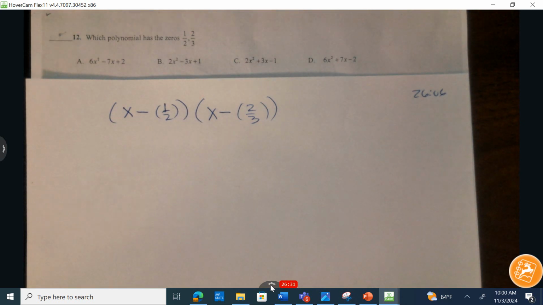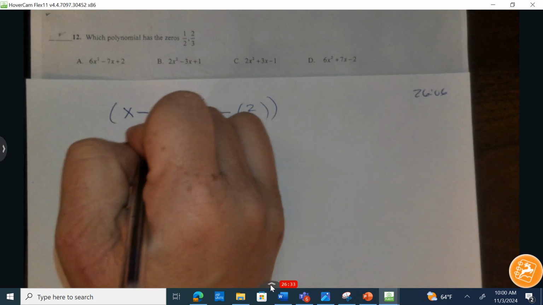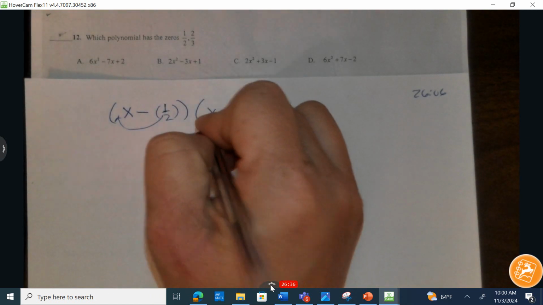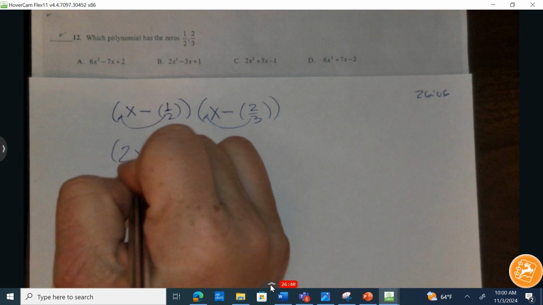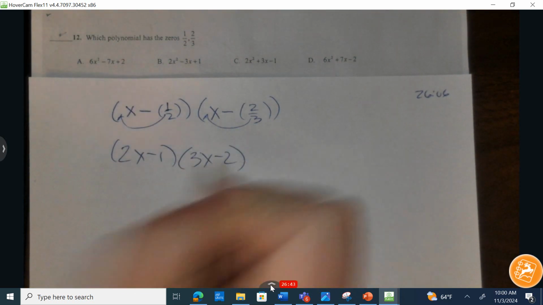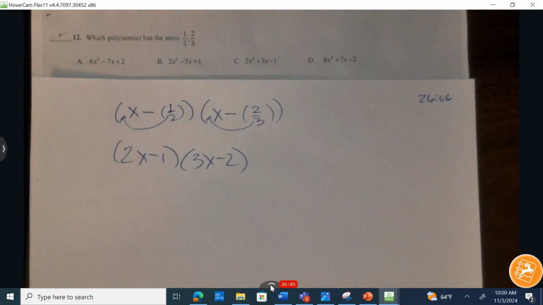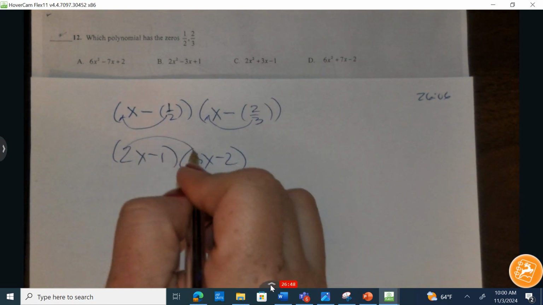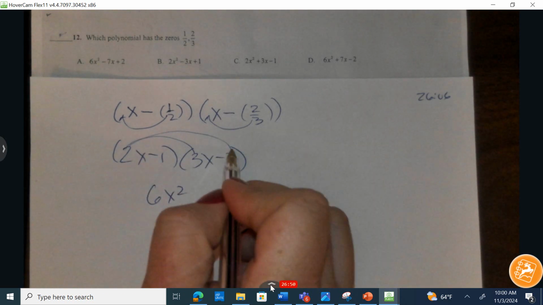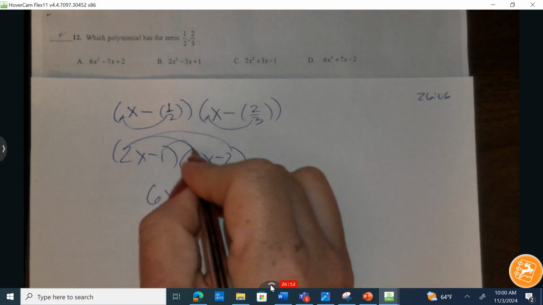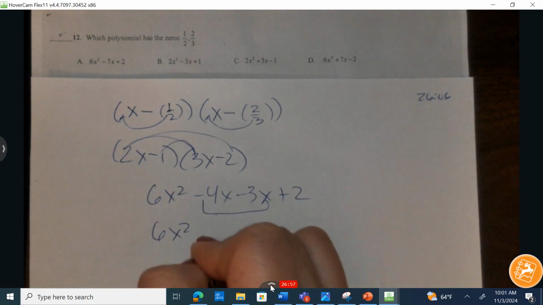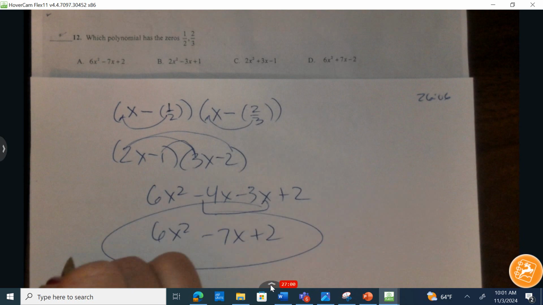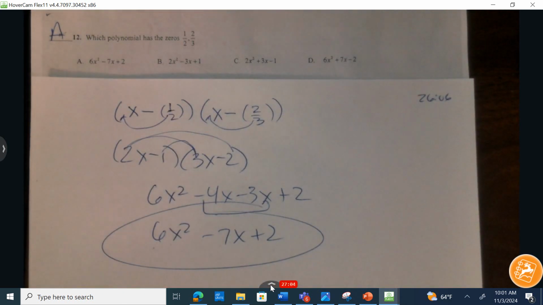So what I'm going to do is it's called bottoms up. I'm going to take whatever the bottom is, I'm going to push it up. Take the bottom number of the fraction, not the larger number but the bottom number, and push it up in front. So 2x minus 1 and 3x minus 2. And now I'm just going to go ahead and FOIL. So I'm going to take front, outside, inside, and last. And when I combine like terms, this is what I end up with: 6x squared minus 7x plus 2. Correct answer is A.